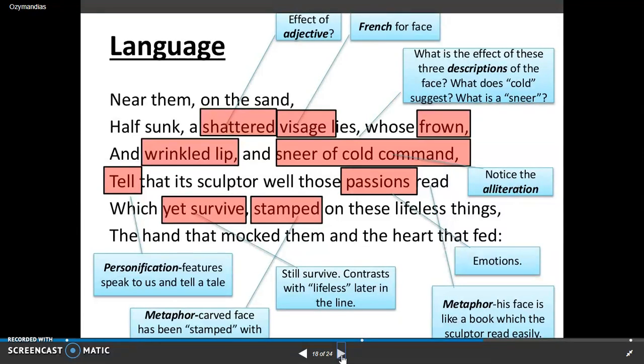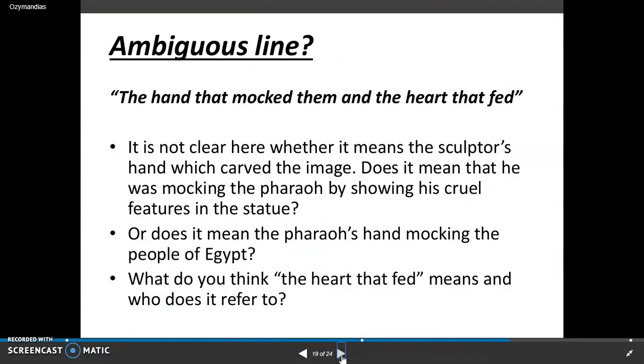Yet survive, still survive, contrasts with lifeless later in the line. Read, passions read. Metaphor, his face is like a book which the sculptor read easily. And there's another metaphor, stamped, the face has been stamped with passion, I think, I'm not sure. Anger. Ambiguous lines: the hand that mocked them and the heart that fed. It is not clear here whether it means that the sculptor's hand mocked them. Does it mean that he was mocking the pharaoh by showing his cruel features in the sculpture? Or does it mean that the Pharaoh's hand mocked the people of Egypt? What do you think the heart that fed means? And what does it refer to?